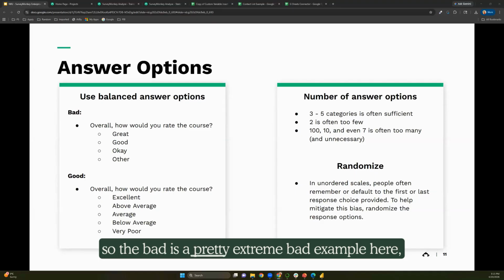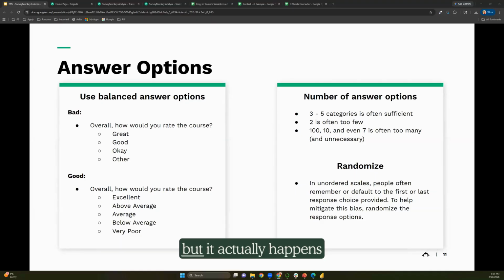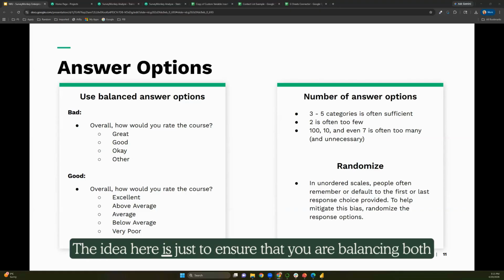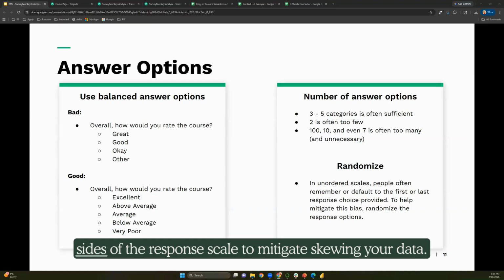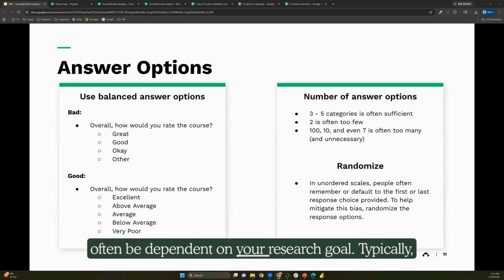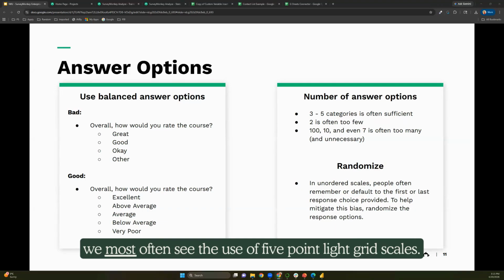So the bad is a pretty extreme bad example here, but it actually happens often enough that we need to call it out. The idea here is just to ensure that you are balancing both sides of the response scale to mitigate skewing your data. The number of answer options will often be dependent on your research goal. Typically, we most often see the use of 5-point Likert scales.